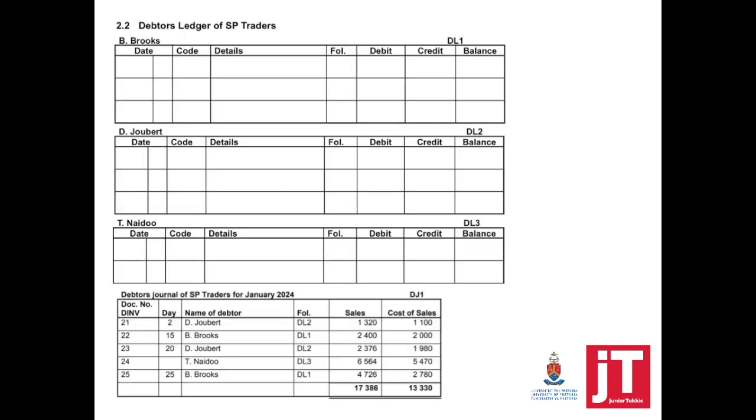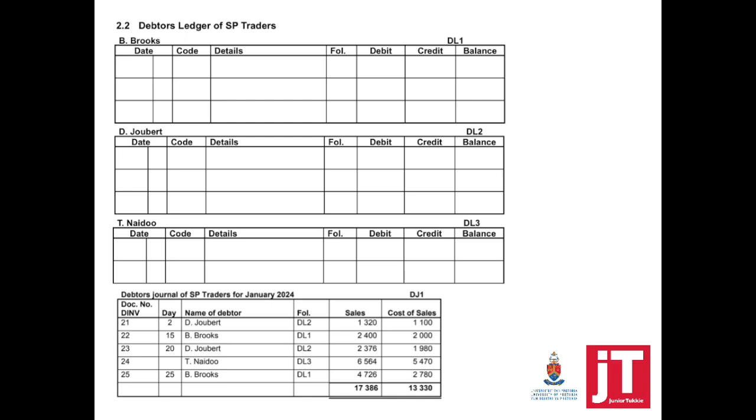The next step is to complete the debtors ledger. In the debtors ledger, we are going to look at all the transactions that happened from the debtors journal. Again, you've got 2 ways in which you can approach this. You can look at the transactions and post them directly into the debtors ledger, or we've already done the journals now. From the journals, we're going to take it to the individual's account.